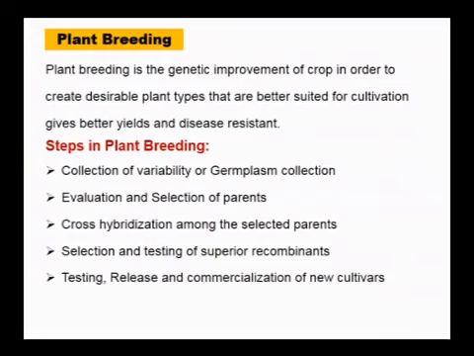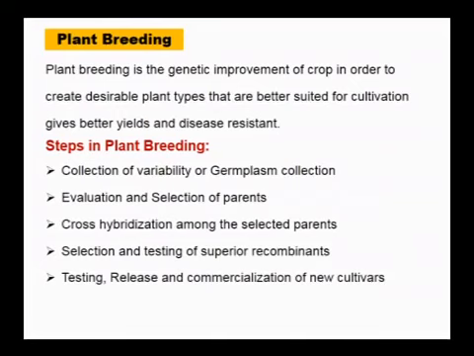Next is evaluation and selection of the parents. Once the germplasm is collected, it has to be evaluated for the superiority of the particular parental plants. Next, cross hybridization among the selected parents. Once we select the superior parental plants, they have to be crossed. During this process, we follow the techniques of artificial hybridization like emasculation, bagging and rebagging if it is a bisexual flower producing plant, or only bagging and rebagging if it is a unisexual flower producing plant.